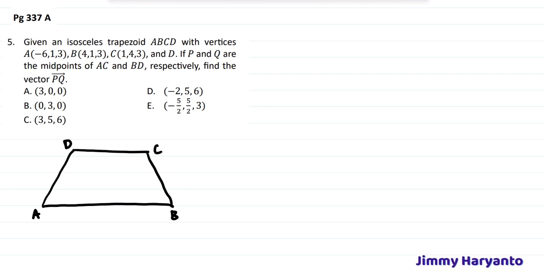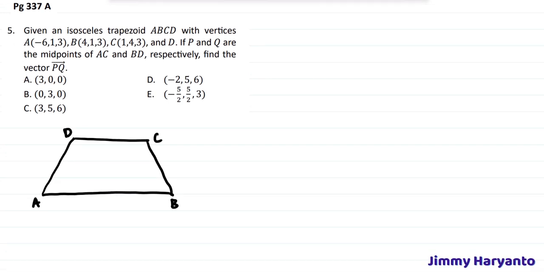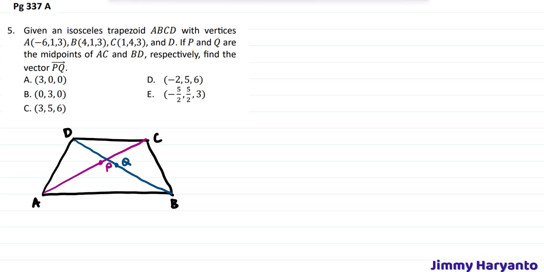So unfortunately, the question didn't tell you which one is A, B, C. So let's assume that ABCD is just like this. Then P and Q are the midpoints of AC and BD. This one is P. This one is Q. Okay, you have to find the vector of PQ. How to solve this?